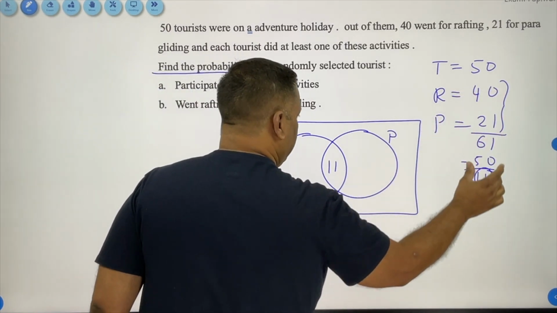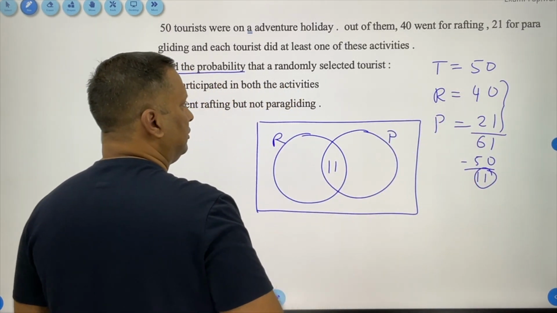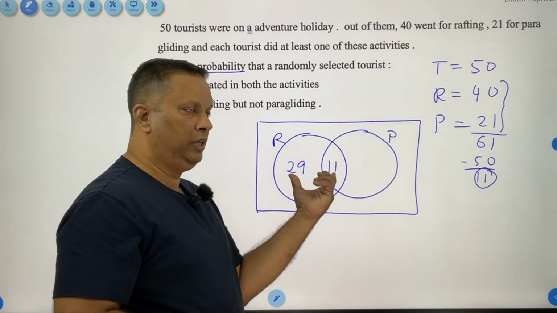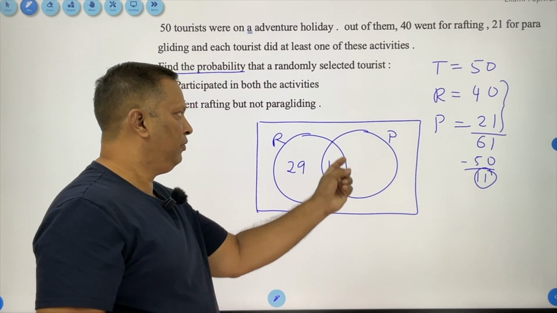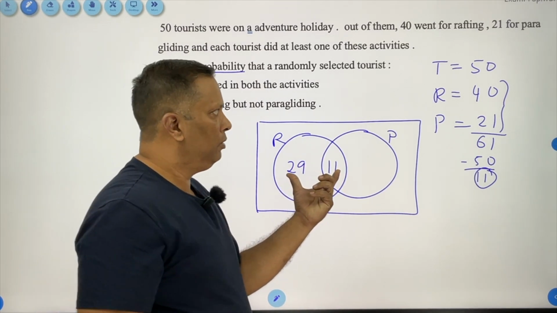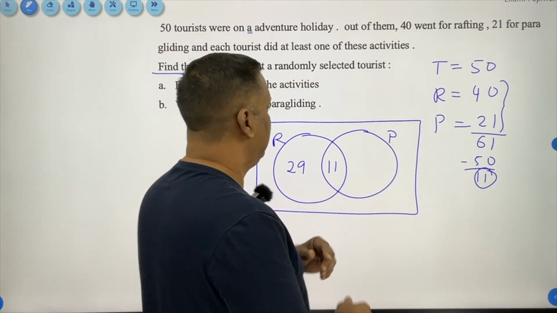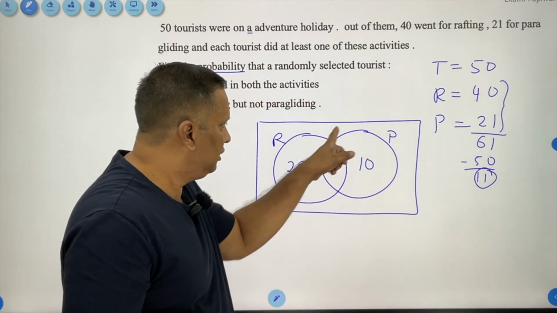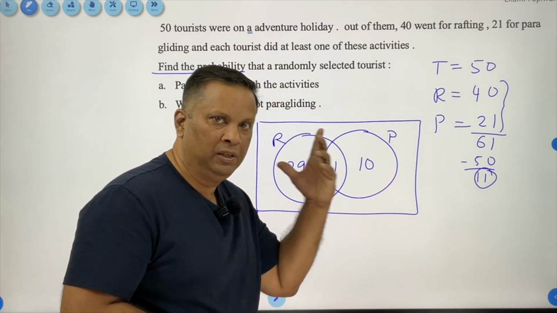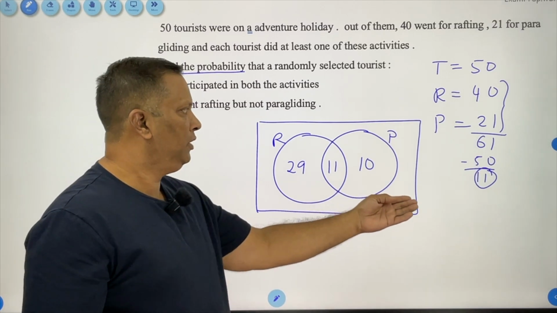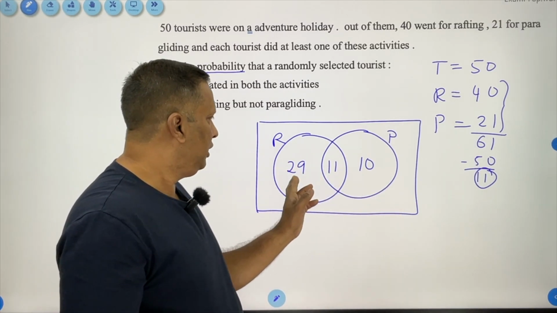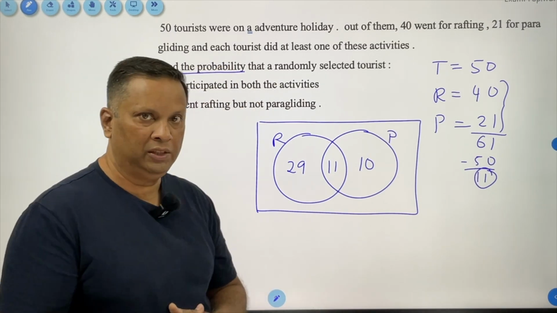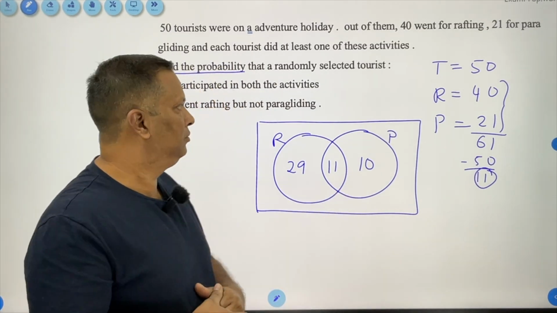Now 40 minus 11, 29. 29 plus 11 is 40. See, inside the circle of rafting you have 40. And what about paragliding? 21. 11 have already come here. So 10. Now see, inside the circle of paragliding it is 11 plus 10, 21. And no one is outside, we know. So add them, 29 plus 11, 40 plus 10, 50. Our total is right. So Venn diagram is right.